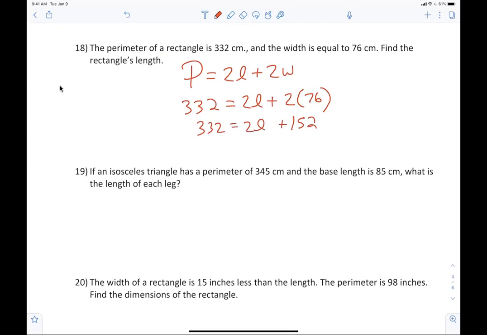Well, I'm not sure what some of y'all are doing. And now what's 332 minus 152? What's the problem? Now what do I need to do? Come on, the length equals 90 what? Centimeters. I don't think that was that hard.